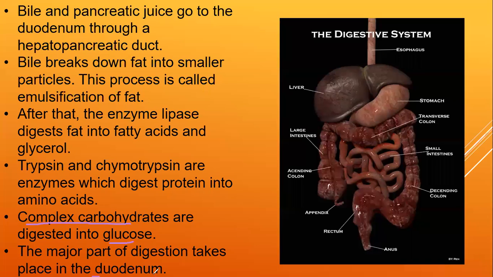The major part of digestion takes place in the duodenum. Duodenum is the first part of the small intestine. Proteins are made up of amino acids. Amino acids constitute the proteins.